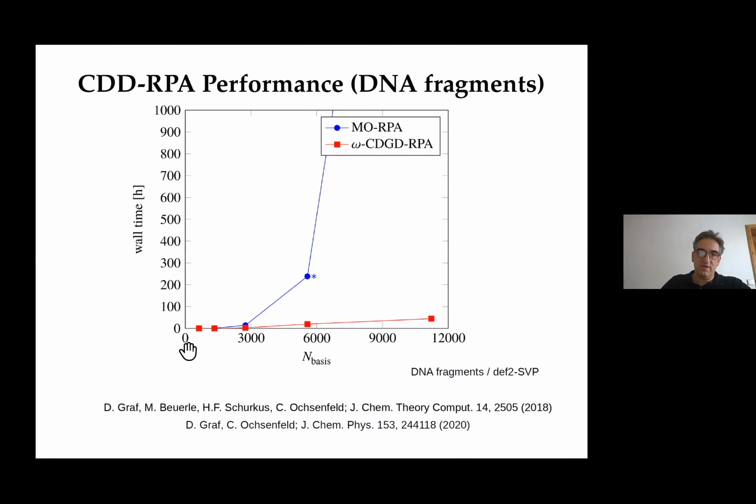This is the time for the RPA method we have today, for DNA fragments. These methods were developed by Daniel Graf, Matthias Beule, and Henry Schokus, my PhD students. And you see here the computation time plotted against the system size, here the conventional methods.